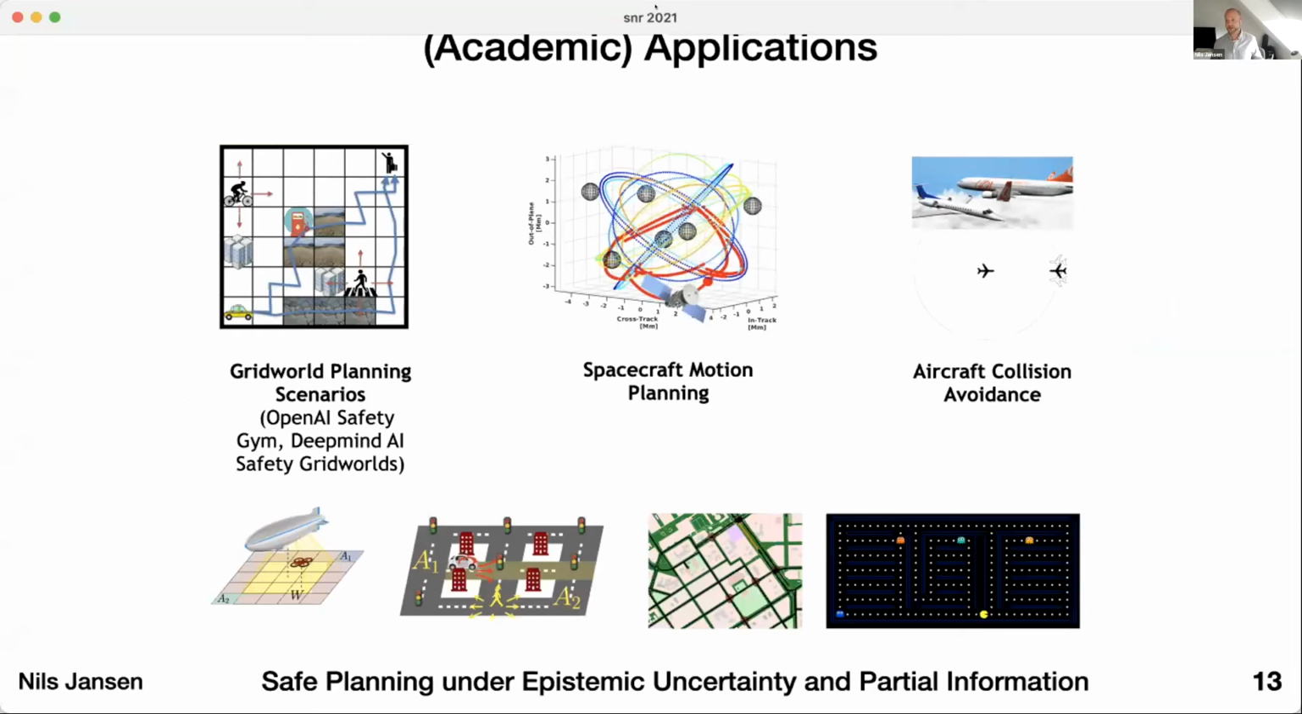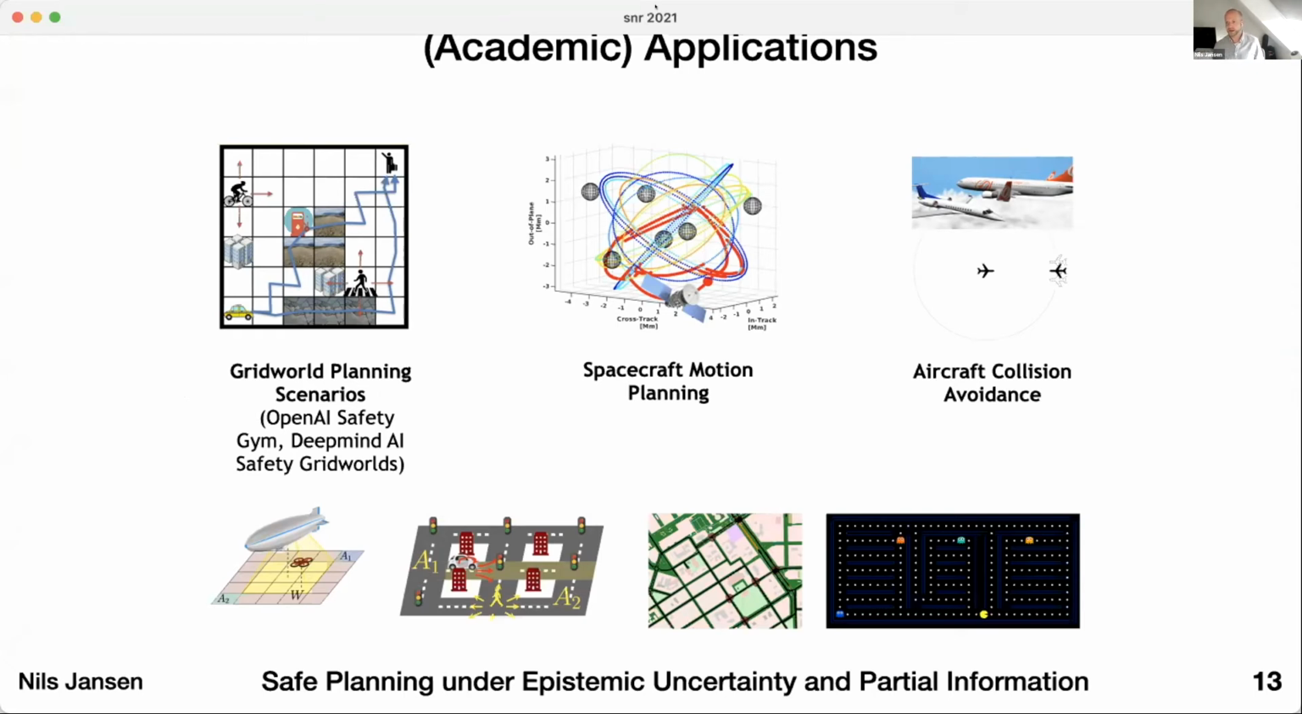We have a lot of applications for these models. More academic ones are standard grid worlds. We have some spacecraft motion planning example, which we'll actually see later. We have this aircraft collision avoidance. Of course, they take some realistic scenario, but the data is academic, and we have more. We have some games we work with, for instance, Pac-Man.